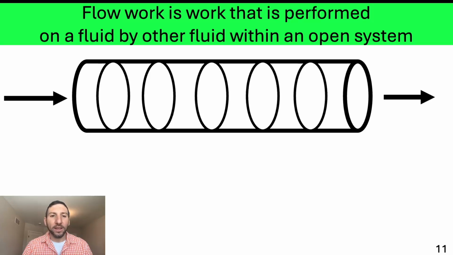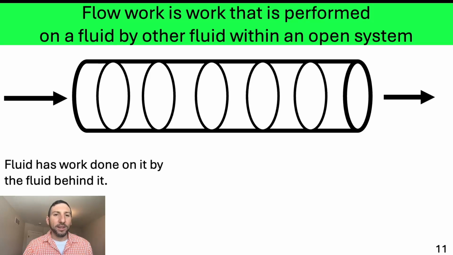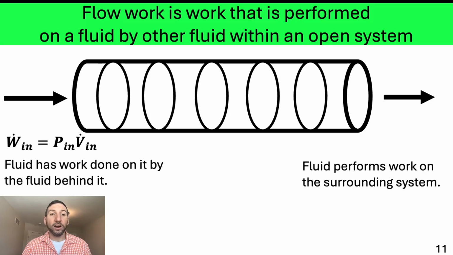Okay, so now if we revisit and look at the pipe, we've got these different segments that are moving forward. If we look at the inlet, we have fluid that has work done on it by the fluid behind it. So there's work being done on the fluid right at the entrance. And that means that we have work coming in. That's P in times V dot in. And as we get to the exit of my pipe, we now have fluid performing work on the surrounding system. And that becomes work out equals P out V dot out.